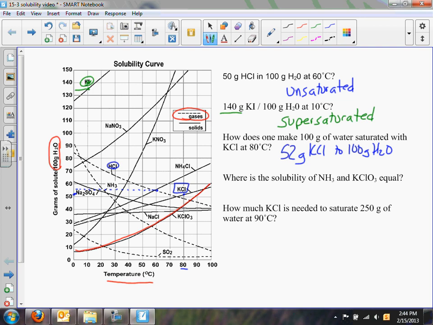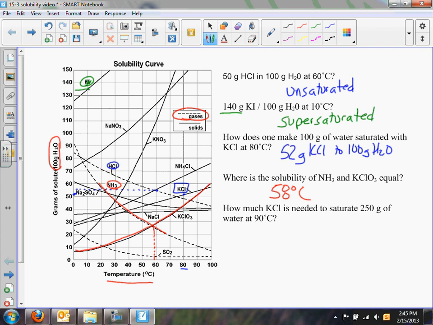The fourth question says, where's the solubility of ammonia and potassium chlorate equal? Well, all you have to do is find ammonia. I'm going to mark that in red right here. And potassium chlorate, which I've already got marked in red. And if we follow these lines, here's my ammonia line. Where they intersect determines where the solubility is the same. So to me, it looks like the solubility is the same at around 58 degrees Celsius.